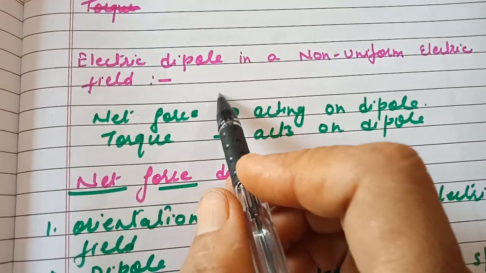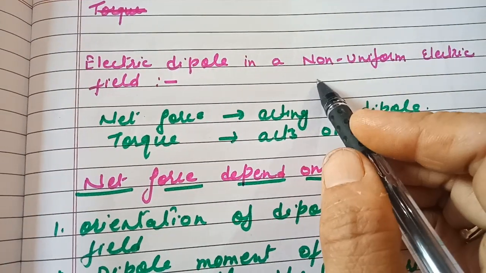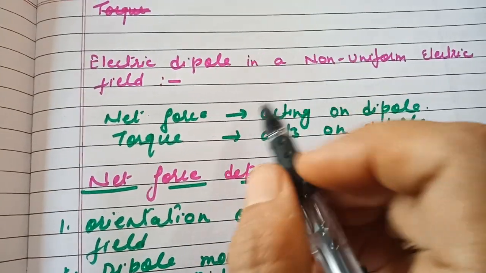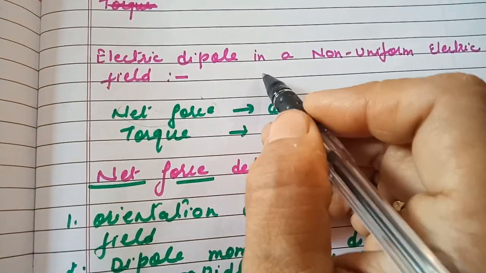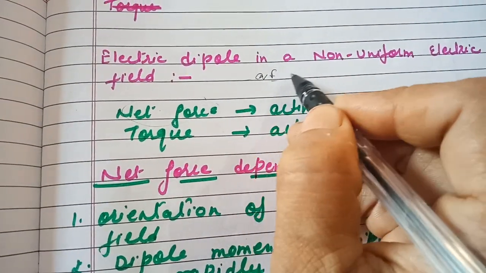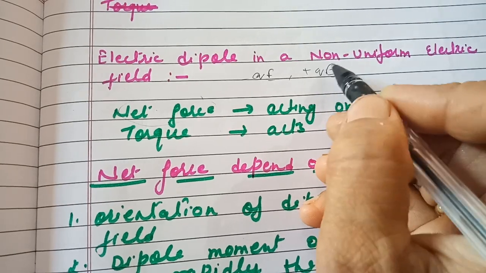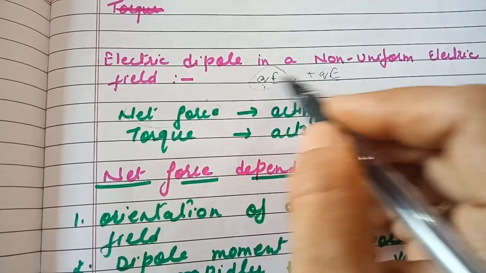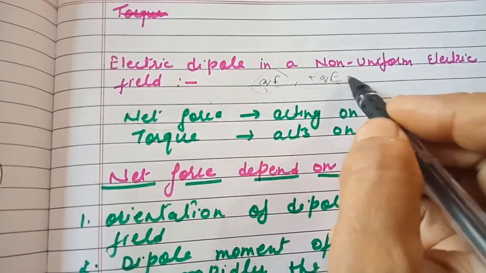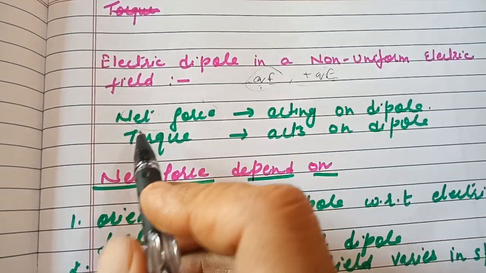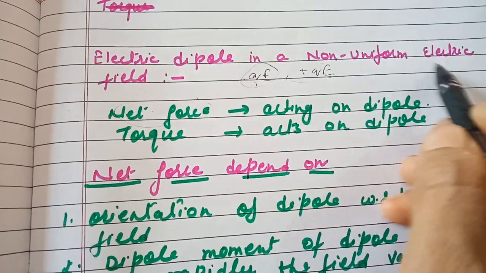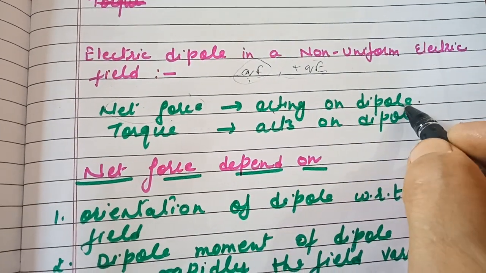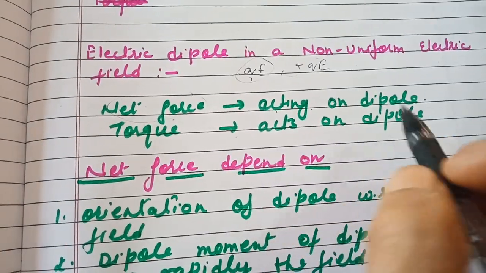If the dipole is placed in a non-uniform electric field, it means the value of the field is continuously changing. So the net force acting on the charges, that is minus qE and plus qE, depends on the placement of the charges, and the value of the electric field also changes. Both will not be equal because at different points the value of the electric field will be different. So in a non-uniform electric field, the net force will not be equal to 0. It will act on the dipole, and torque also acts on the dipole.